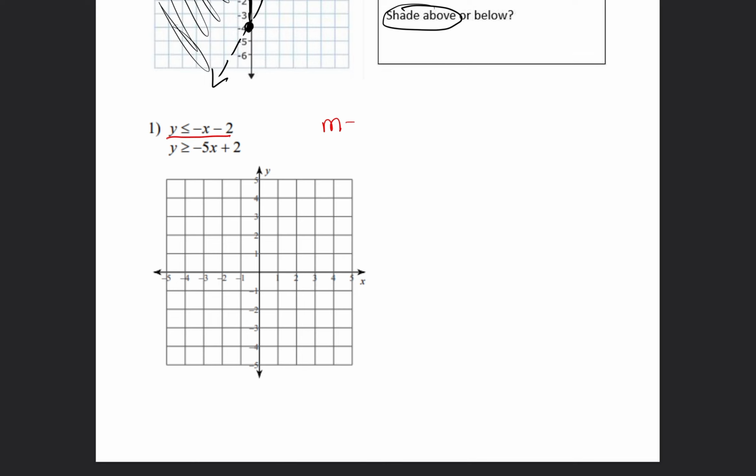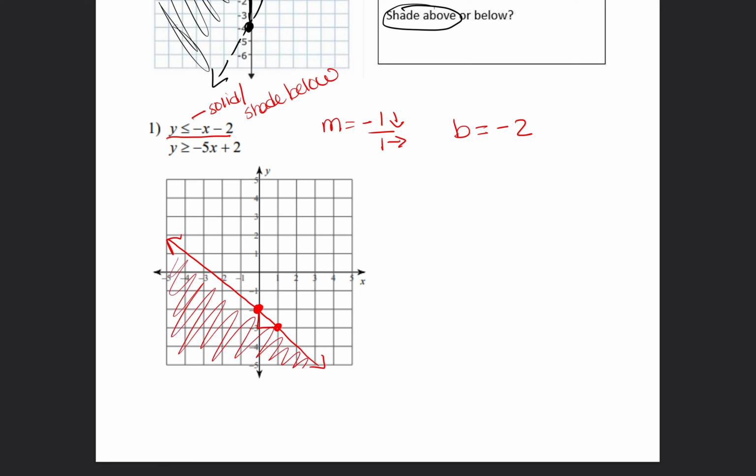My m is going to be -1, which is -1 over 1. So that means I'm going to go down and right. My b is -2. So I'm going to go to -2. I'm going to go down 1, right 1. This is going to be a solid line. And then it's less than, so I'm going to shade below. So I'm going to go ahead and connect these two. Okay, and then I'm going to shade below.